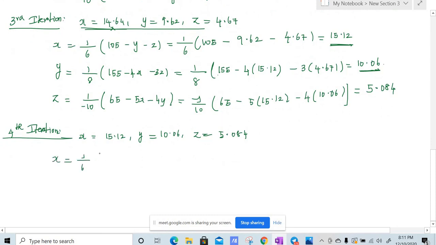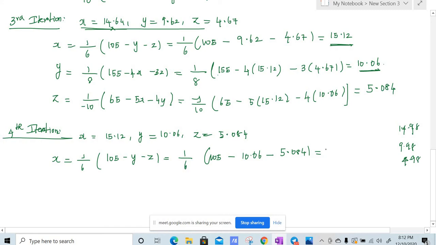So now we'll move on to the next iteration. x is 1 by 6, 105 minus y minus z. So this will be 1 by 6, 105 minus y, which is 10.06, minus z, which is 5.084. So x will be 14.98, and y will be 1 by 8 into 155 minus 4 into x.